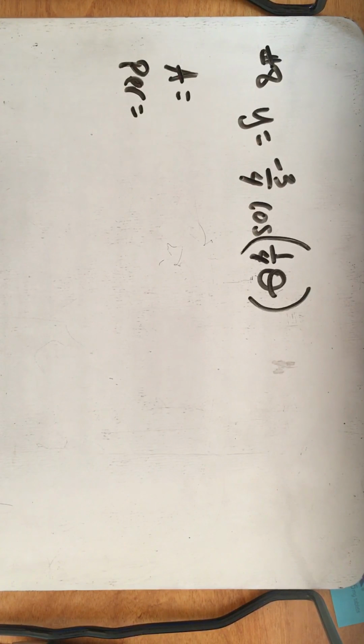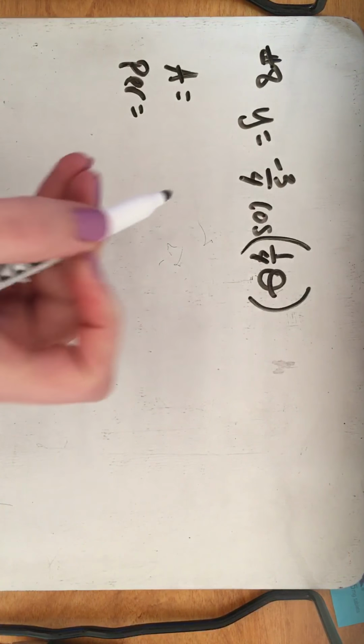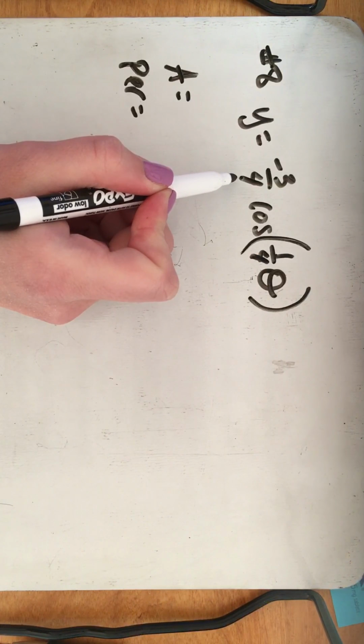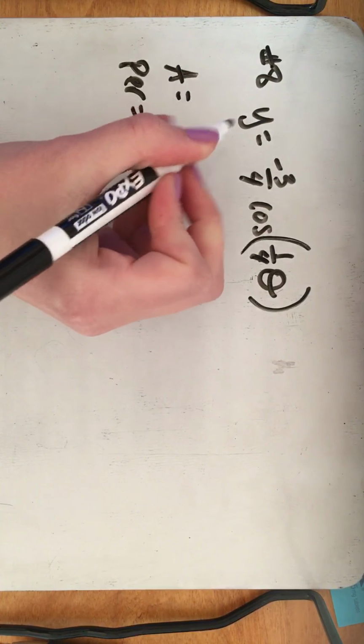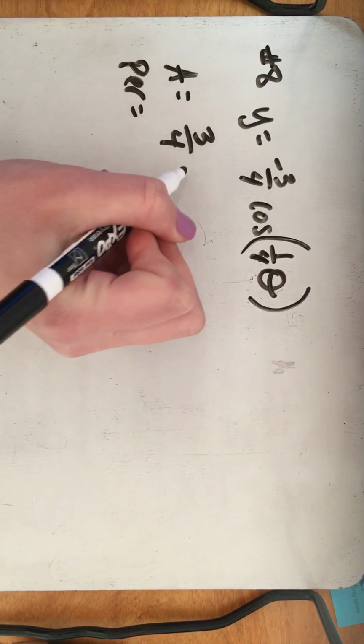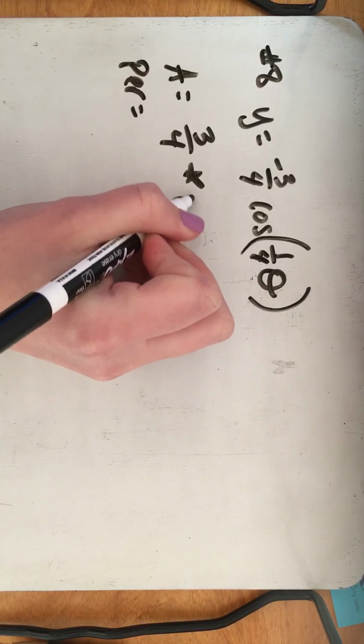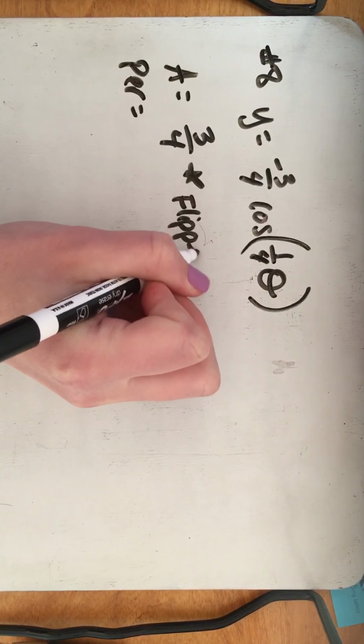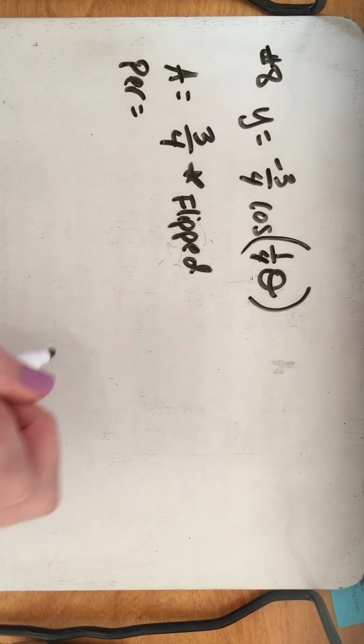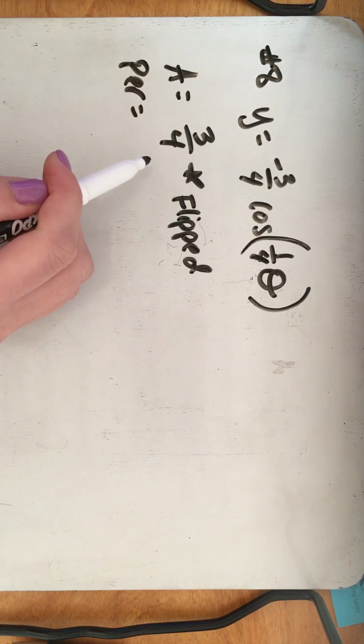So let's identify the amplitude first. Amplitude is always the number in the front, but it's the absolute value of that number. So this amplitude is 3/4, and I'm just going to put a star to know that it's going to be flipped. But when it's asking for the amplitude, it's always just the positive value, so make sure you're aware of that.